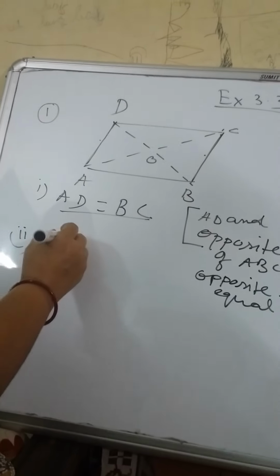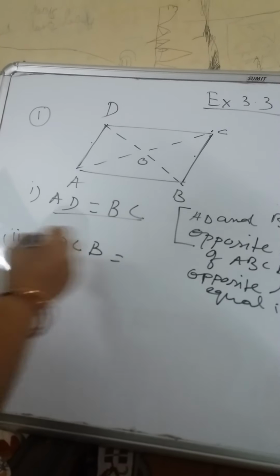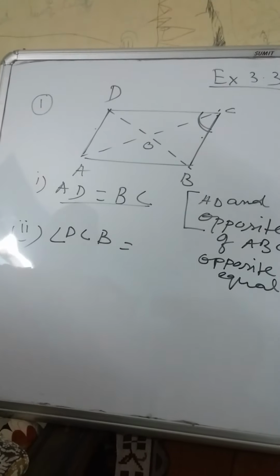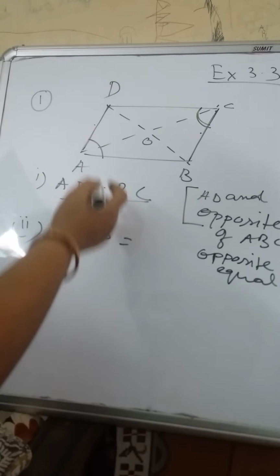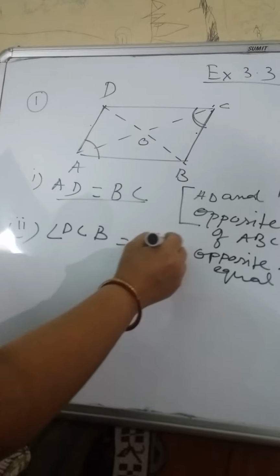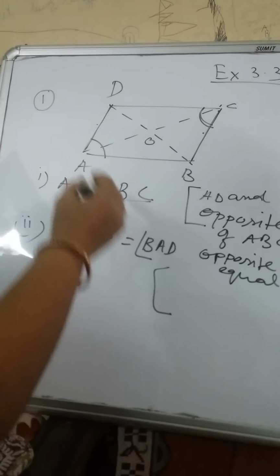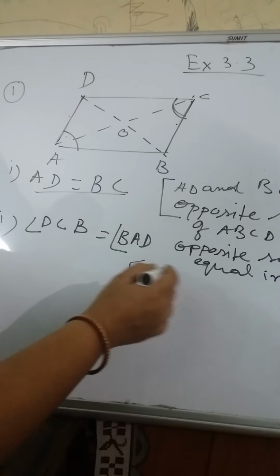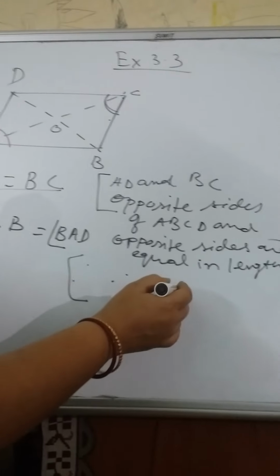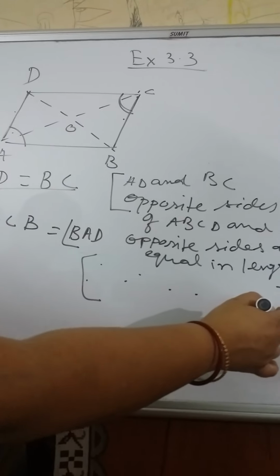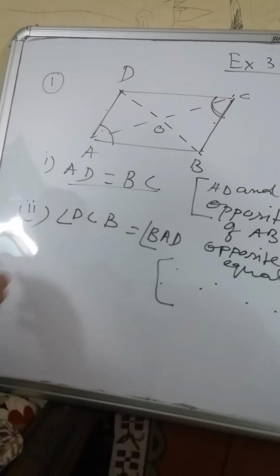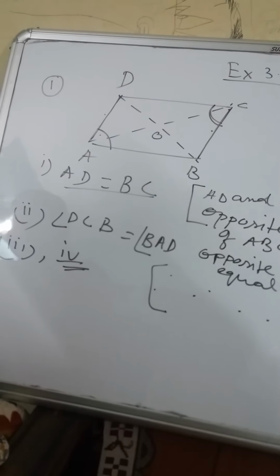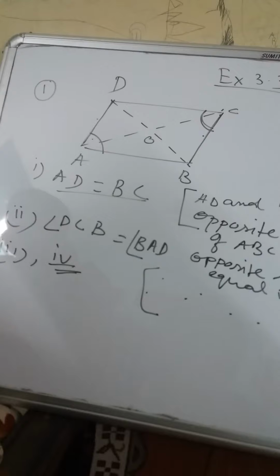Angle DCB equals, angle DCB means this angle, is equal to what? This angle, that means BAD. Again you have to write: angle DCB and angle BAD are opposite angles, and opposite angles of a parallelogram are equal in measure. You have to write this. This way you have to complete. Third and fourth you will do yourself.